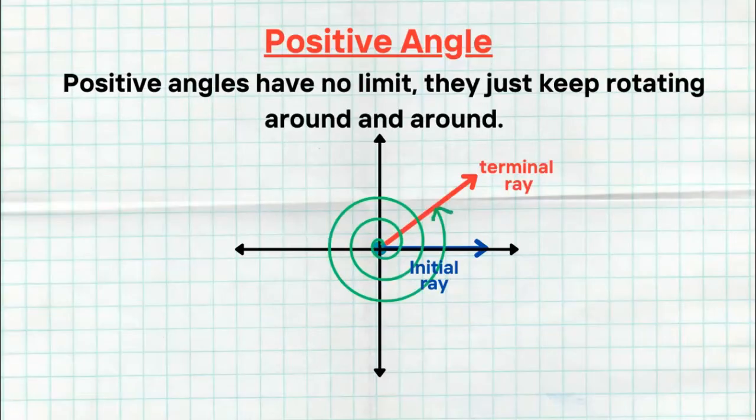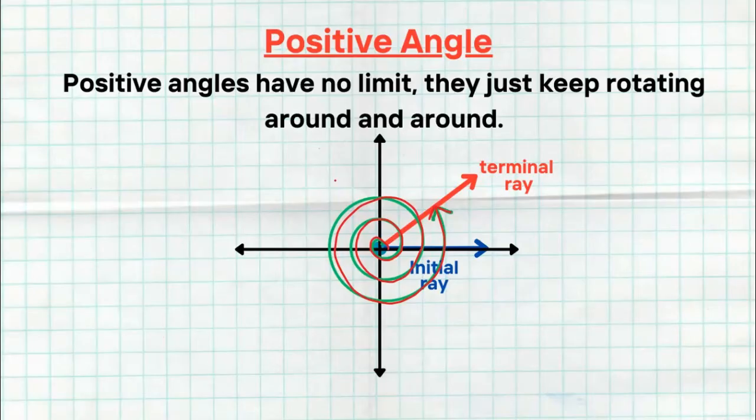So if we look at this example here, we see that we actually started and we went all the way around one full revolution, all the way around another revolution, and then all the way around another revolution, and then even a little bit more. So what this allows us is to have angles that are infinite, right? Angles can keep rotating around and around. They can go as many times as they want. Just keep rotating.